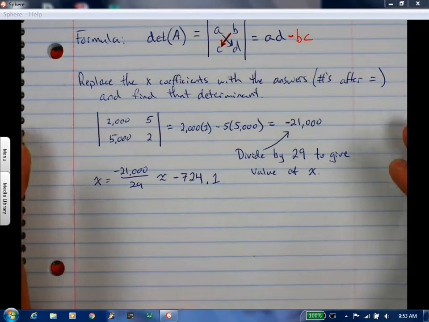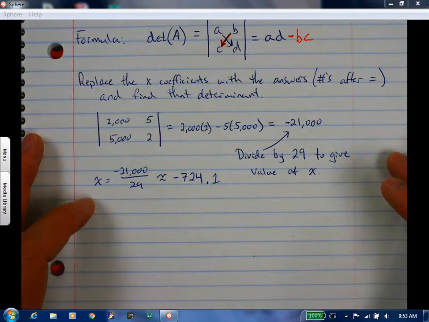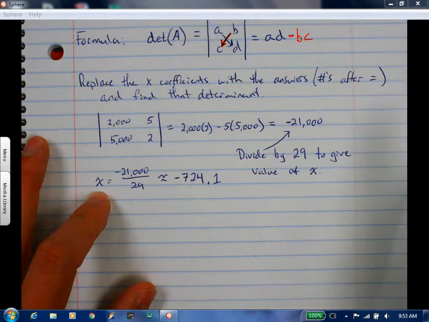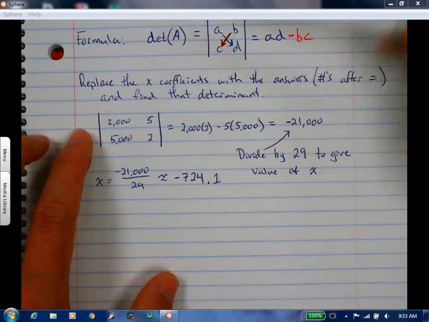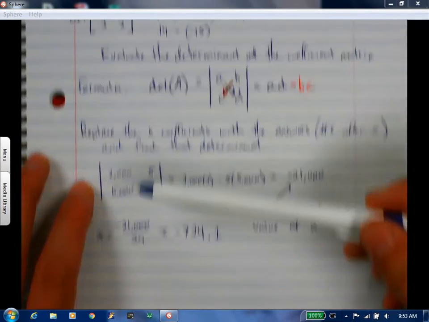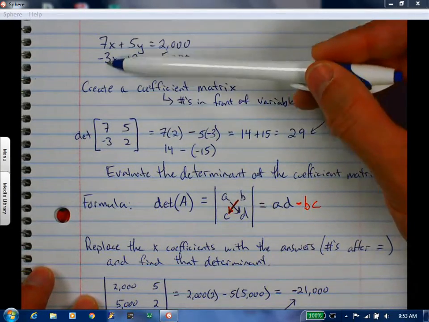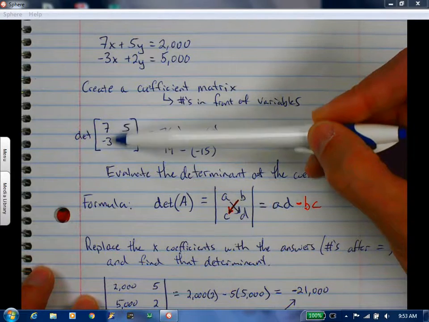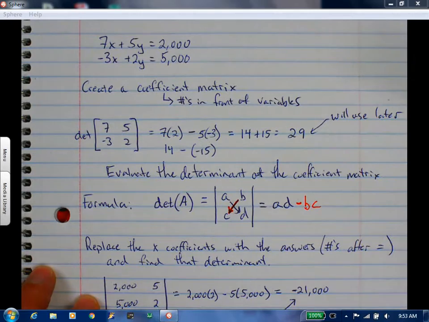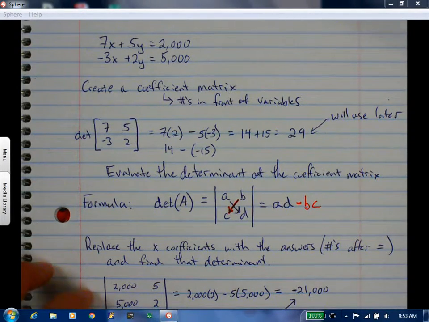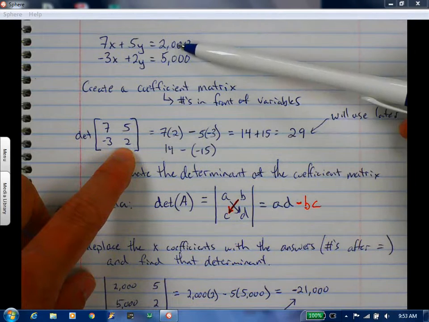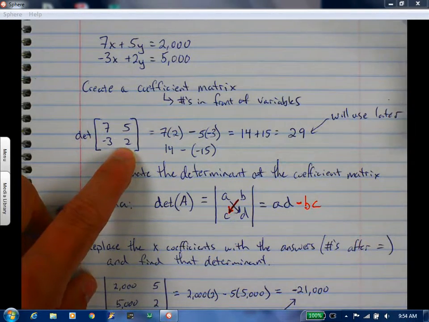Okay. So for x, backing up a little bit, remember we took the answers, the 2,000, 5,000, and we replaced the x column, because up here we had 7, negative 3. I replaced those two numbers with the answers, found the determinant, divided by 29. That was my x value. So for your y value, you're going to replace the 5 and the 2 with the 2,000, 5,000 and do the same thing. Find the determinant, then divide by 29.